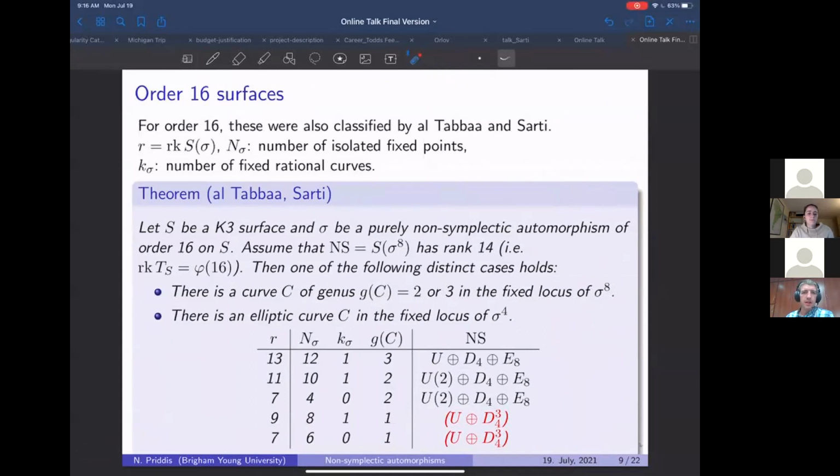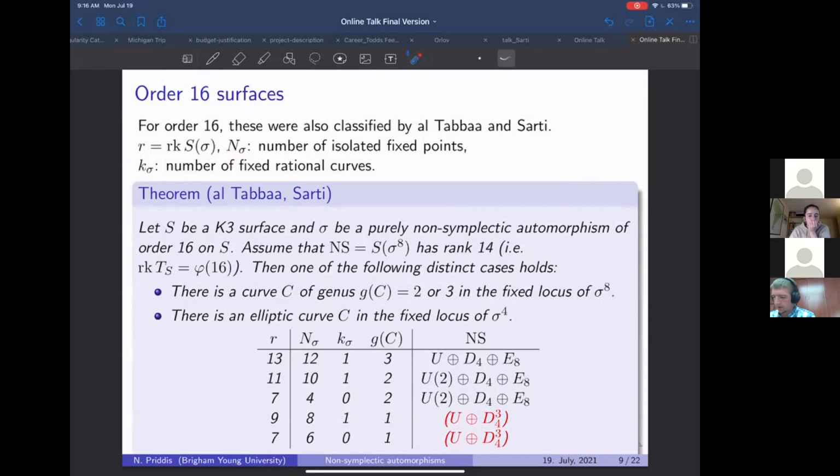So for order 16, a little bit of notation so you can understand this theorem. I'm writing R for the rank of the invariant lattice, n sigma is the number of isolated fixed points of sigma, and k sigma is the number of fixed rational curves. So in all of these cases, the fixed locus of sigma breaks down into a curve with positive genus, then some number of rational curves, and then some number of isolated fixed points.